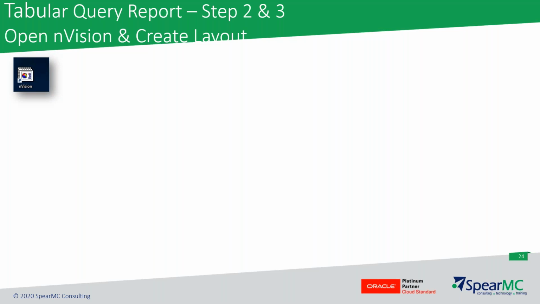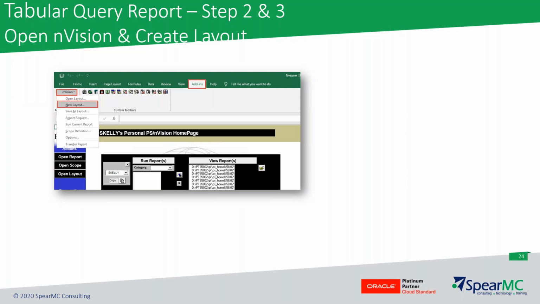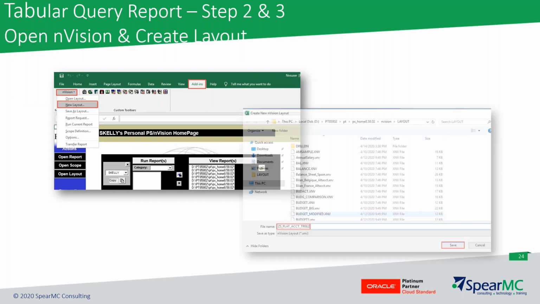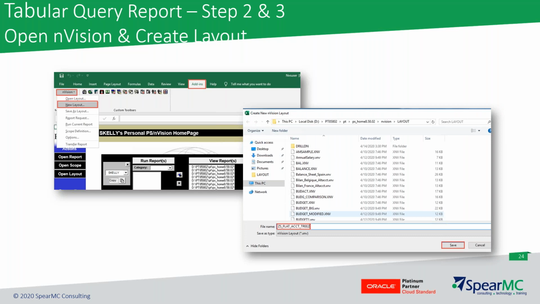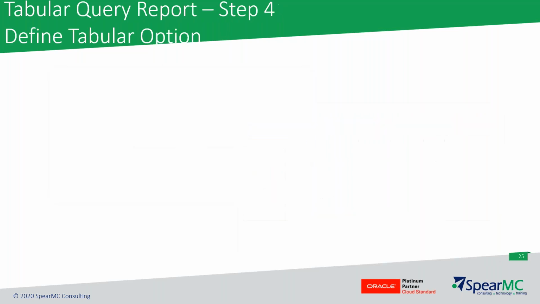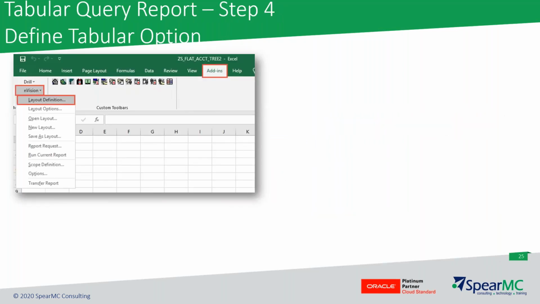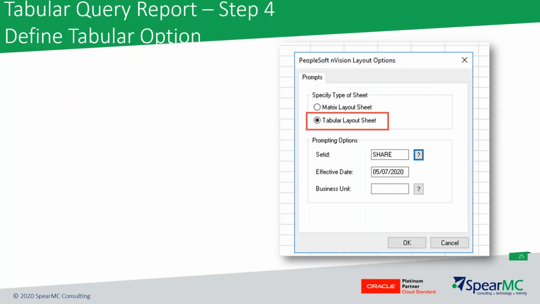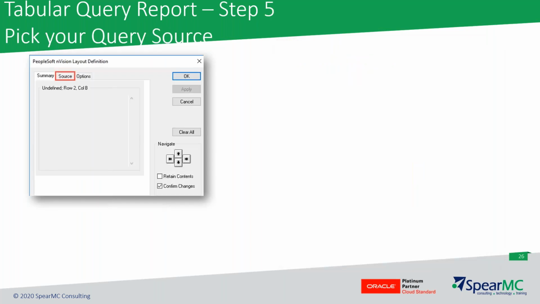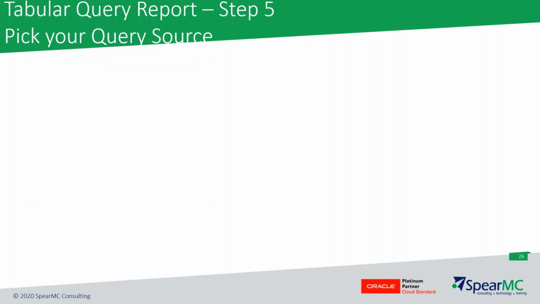Okay, so stepwise, after you've created your query, you're going to go in and open nVision. And when you come in there, go to add-ins, nVision, new layout. I'm going to give my layout a name and then save it. First step I'm going to do is go to layout definition. And the key piece here is it defaults to the matrix layout sheet. I'm going to change that to say tabular layout sheet. And I'm going to pick my query source.